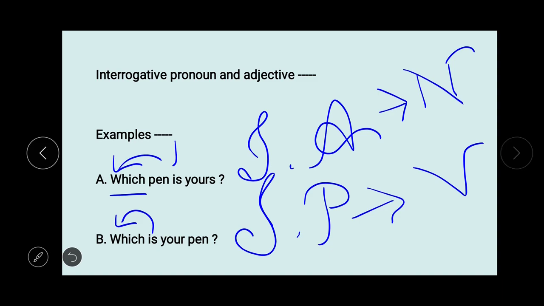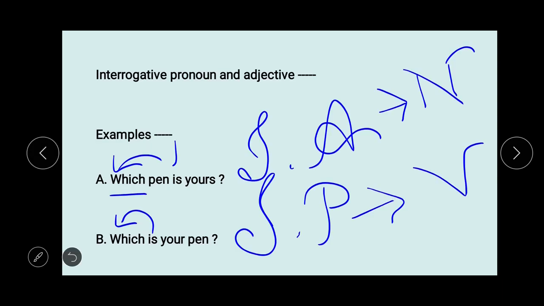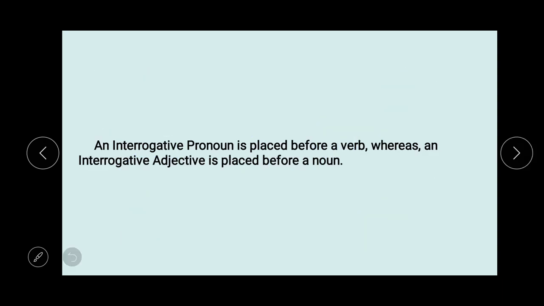So let me show you the main idea behind both of these: an interrogative pronoun is placed before a verb, whereas an interrogative adjective is placed before a noun. You can see this difference in these two examples. So now, students, I hope that you have clarified your doubts regarding interrogative pronouns and interrogative adjectives. These are the few important things that we must revise about interrogative pronouns.